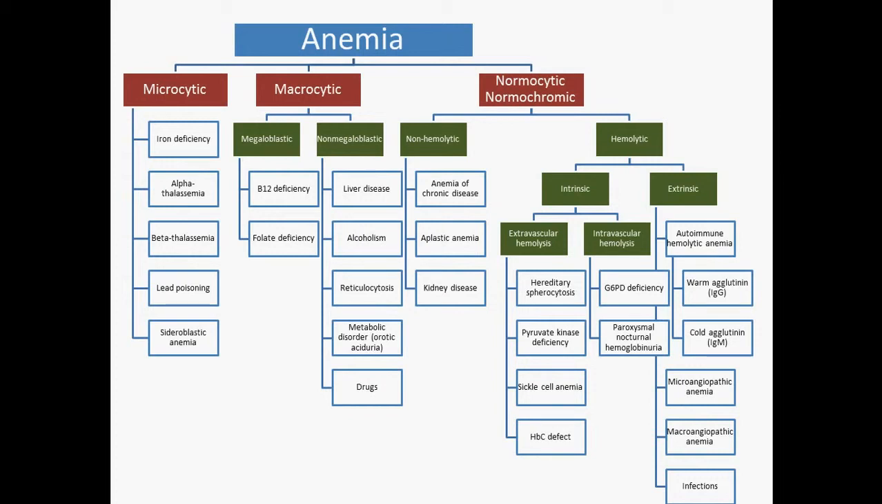Now those different types are referring to the average size of the cell measured by the mean corpuscular volume, the MCV. So the normal red blood cell is between 80 and 100 on the MCV, and so anything smaller than that would be microcytic, anything bigger than that would be macrocytic. So let's start with the microcytic anemias. Why would you have a small red blood cell?